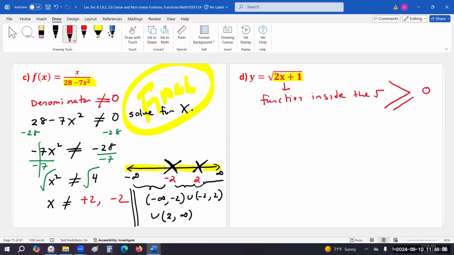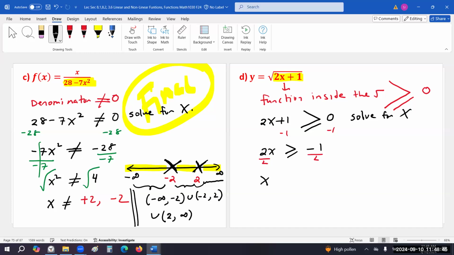Okay, I said the function inside the square root has to be bigger than 0 or equal 0. What function do you have inside the radical? 2x plus 1. So 2x plus 1 is either bigger than 0 or equal 0. And now solve for x. Minus 1, minus 1. 2x is bigger than or equal to negative 1. Divided by 2. So your x starts from which number? Negative 1/2.